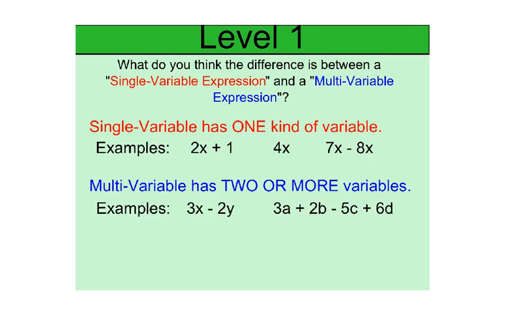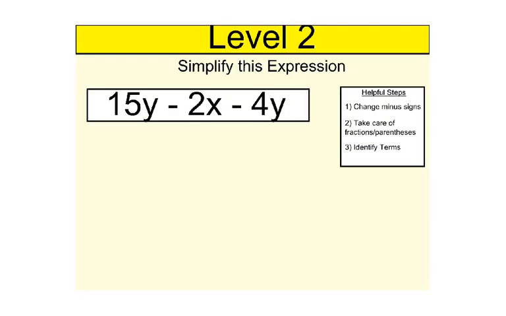So what's the difference with a multivariable? Multi means more than one. In the first example, it's got an x and a y. In this one, it's got an a, b, c, and a d. So it has quite a few variables in it. It has two or more.